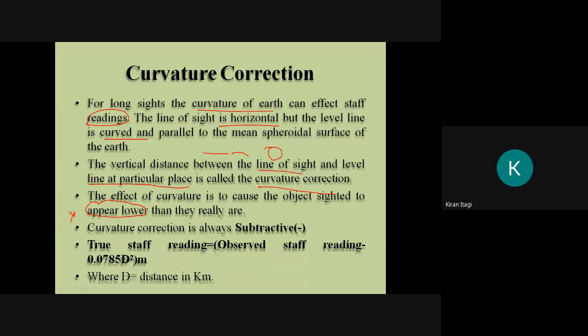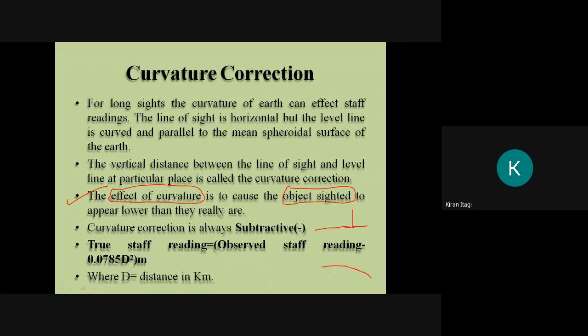The effect of curvature is to cause the object sighted to appear lower. This point is very important, he may ask in the MCQs also. Remember this one: the effect of curvature is to cause the objects sighted, the staff which you are seeing, to appear lower than they really are. It is flat in one case and a little bit curved in the other, so they appear lower.